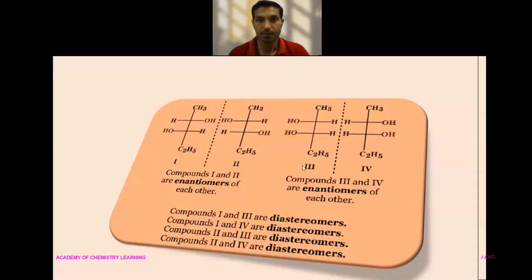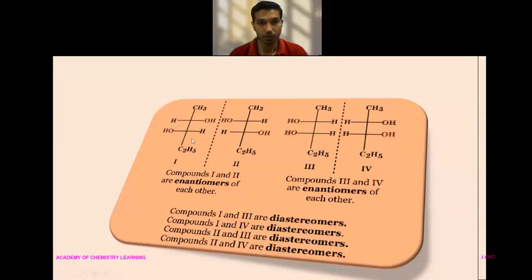Now take structure number 3. Its mirror image should look like compound number 4, and when you put compound number 3 over compound number 4, they cannot be exactly matched with each other, and hence they are non-superimposable, so they are an enantiomer pair. Now what about the diastereomer? Compound number 1 and compound number 3 are both not mirror images of each other, so as per the definition of diastereomer, they are diastereomers.